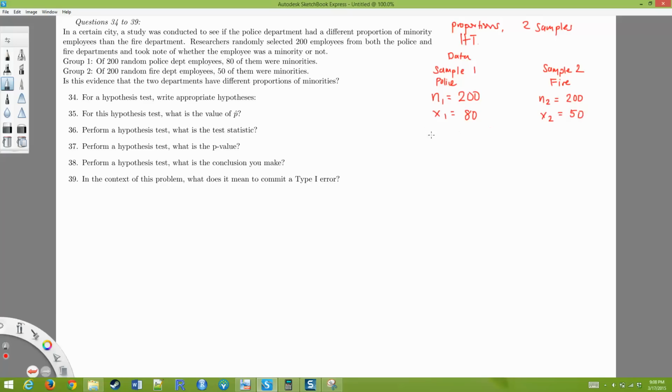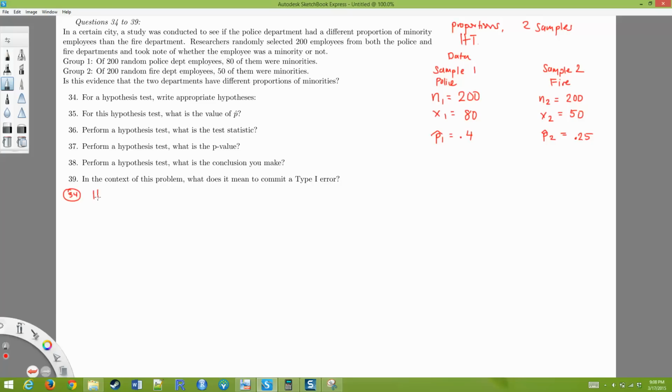And how many minority employees in the fire department? 50. Okay, so let's figure out our p-hats. P-hat 1, 80 over 200, what is that? 0.4. P-hat 2, 50 over 200, 0.25. We want to know, is this evidence that the departments are different? Okay. So 34, what are the hypotheses?